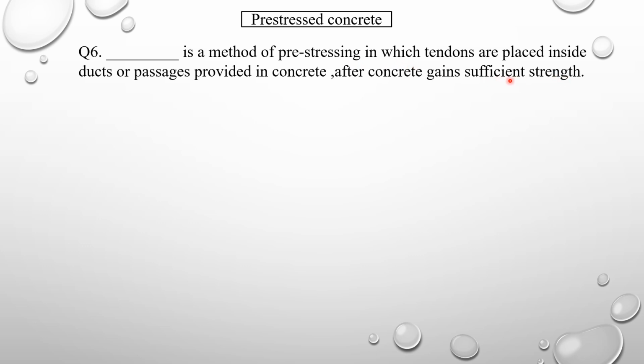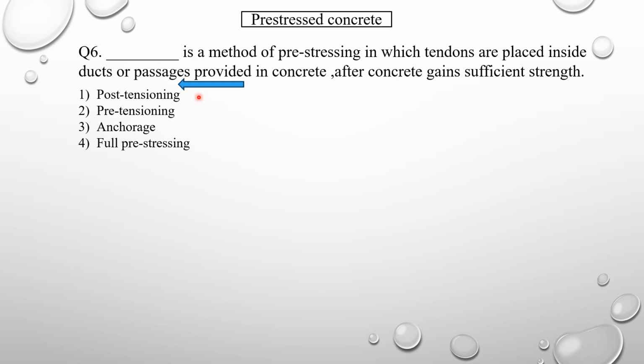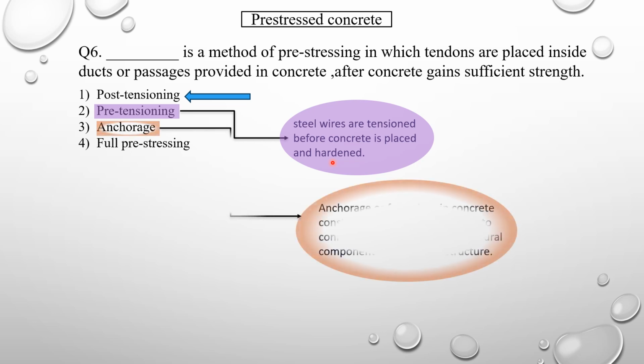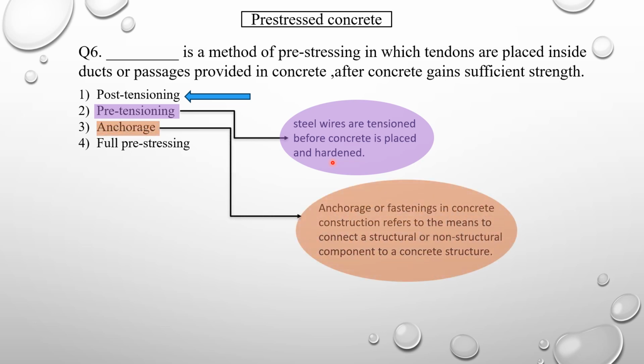After means post. So here the answer should be post tensioning, and from these options, option number 1 is correct. Then pre-tensioning means before: steel wires are tensioned before concrete is placed and hardened. Then anchorage is also called fastening, and these fastenings or anchorages are used to connect structural and non-structural components to a concrete structure.